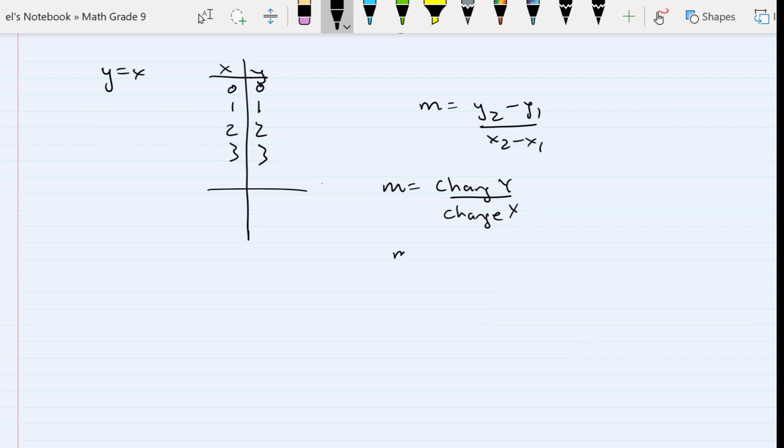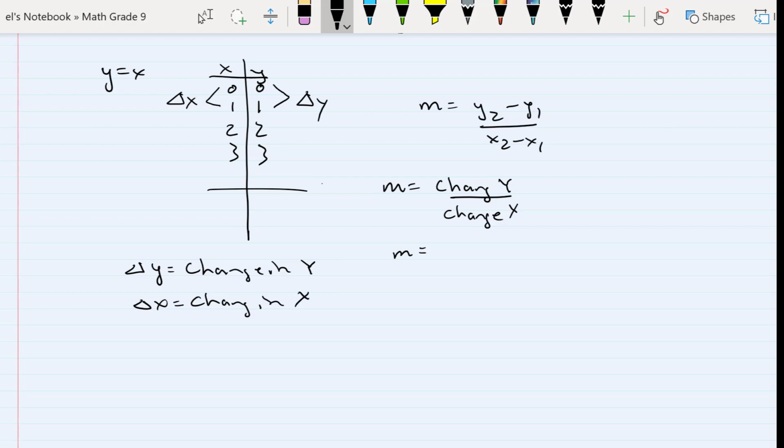And we can look at that as comparing two successive y values with two successive x values. So this could be our change in y, and this can be our change in x. We can define delta y as our change in y, and delta x as our change in x. Therefore, if we look at change in y, 1 minus 0, and change in x, 1 minus 0, that just gives us 1.